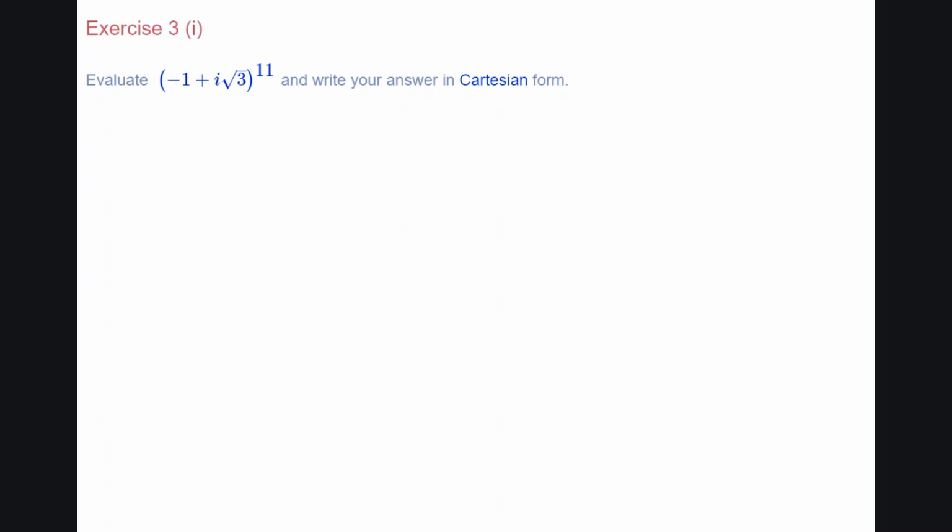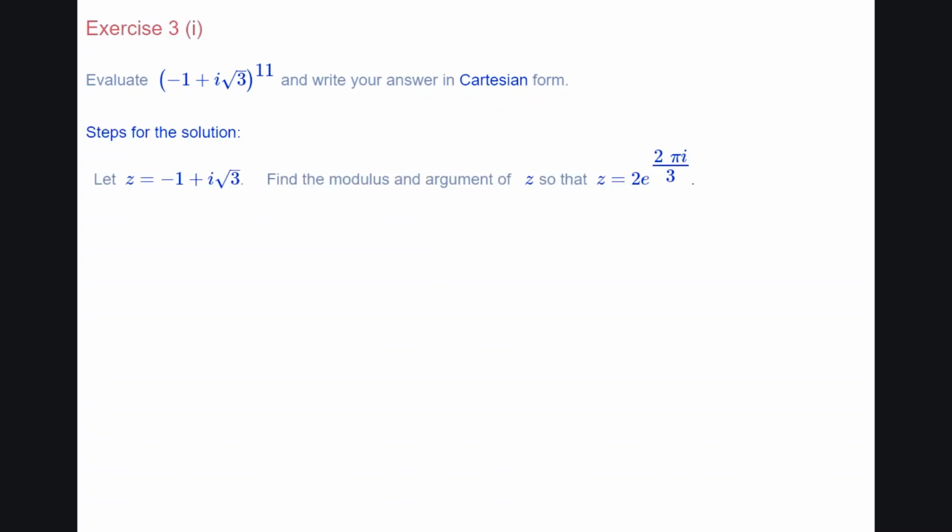Are you ready to see if you've understood everything in this lecture? Well, let's look at exercise 3. It asks you to evaluate minus 1 plus i times root 3, all raised to the power of 11, and write your answer in Cartesian form. So stop the video now and attempt this exercise. I'll outline some steps for you for the solutions if you get stuck.